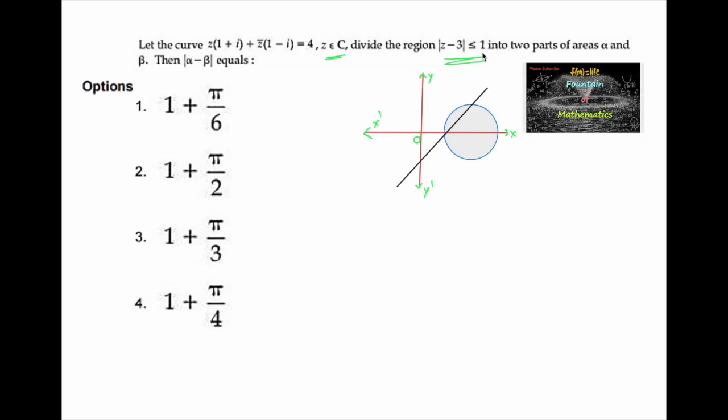So mod of z minus 3 less than or equal to 1 is a circle with center 3 comma 0 and radius equal to 1. So we can say 3 comma 0 is the center and the radius is 1 unit.